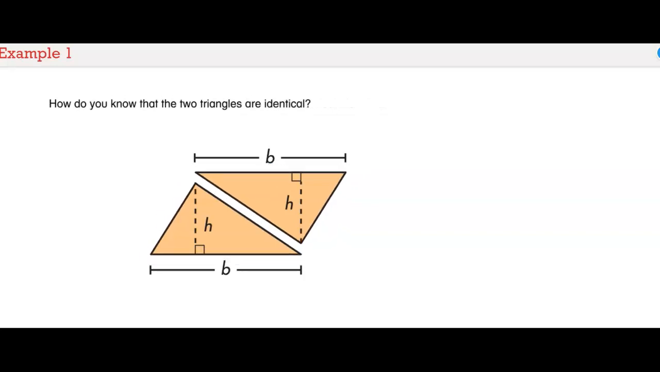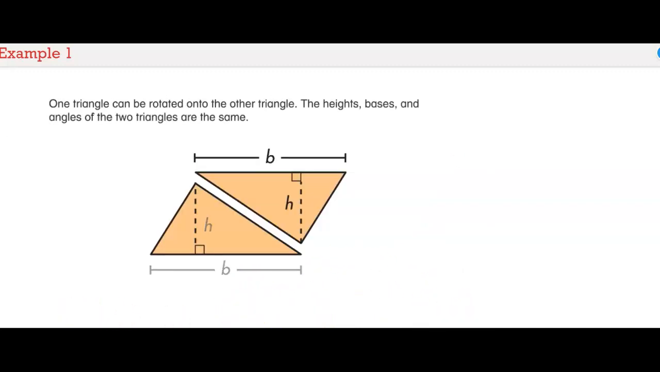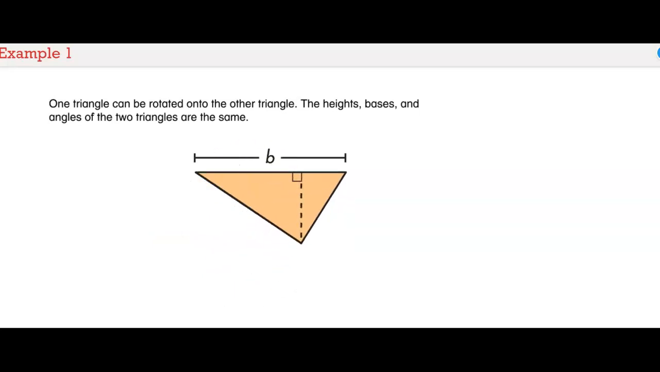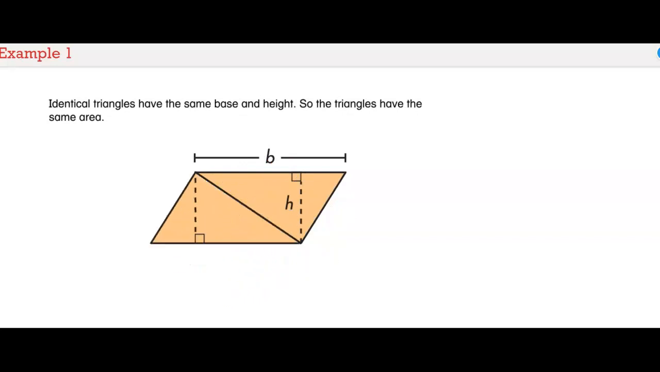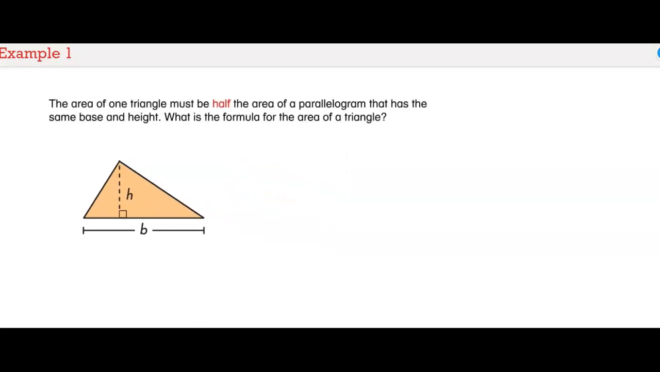How do you know that the two triangles are identical? One triangle can be rotated onto the other triangle. The heights, bases, and angles of the two triangles are the same. Identical triangles have the same base and height, so the triangles have the same area. The area of one triangle must be half the area of a parallelogram that has the same base and height.